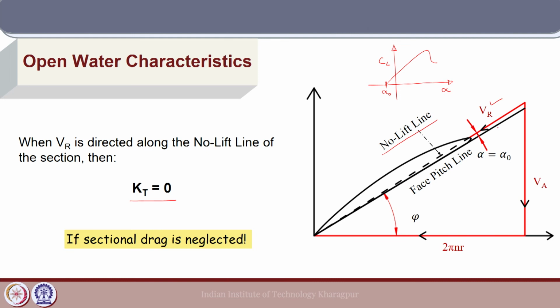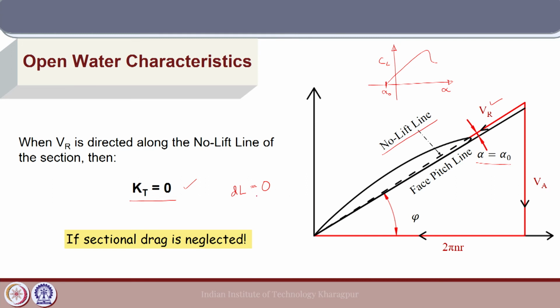So, this alpha is equal to alpha 0, then we have the thrust coefficient equal to 0 when the VR is aligned with the no lift line. Now, what happens if we take drag into consideration? If we do that, lift will be 0, DL generated by the section, because the VR is aligned with the no lift line.